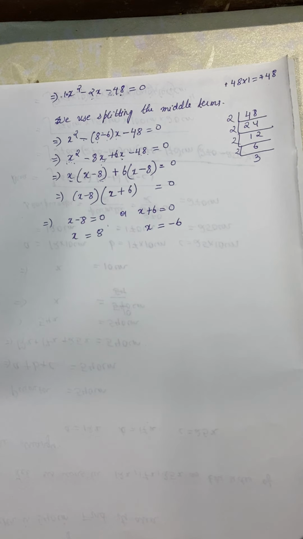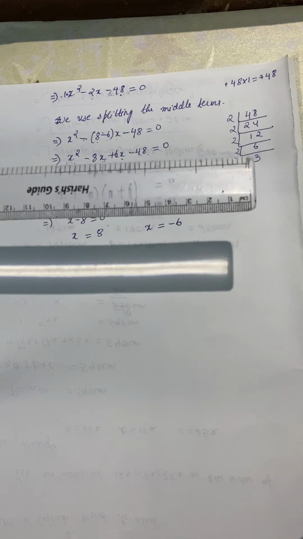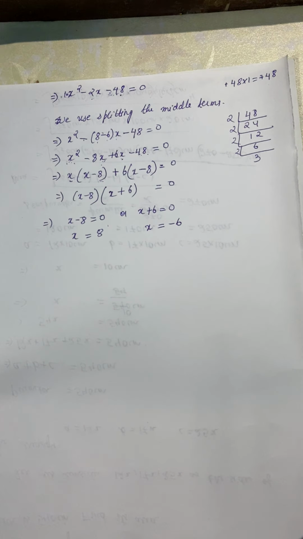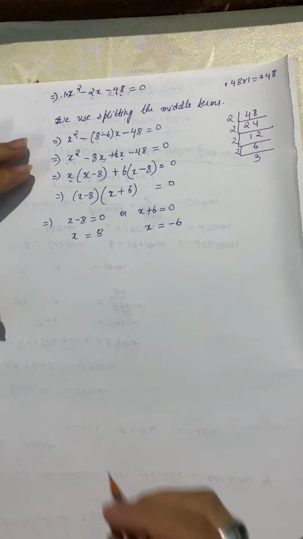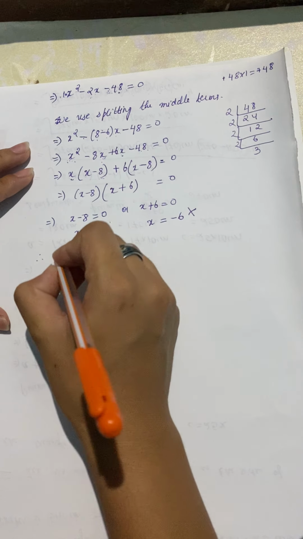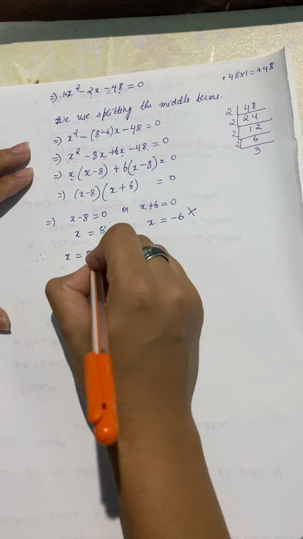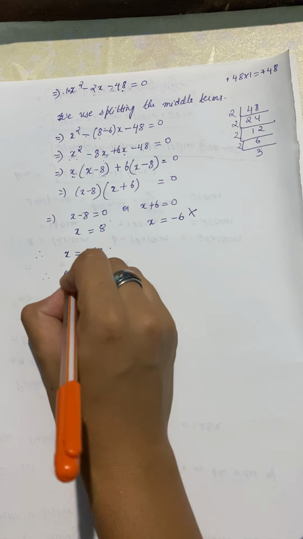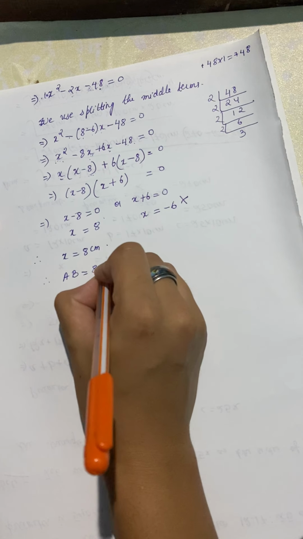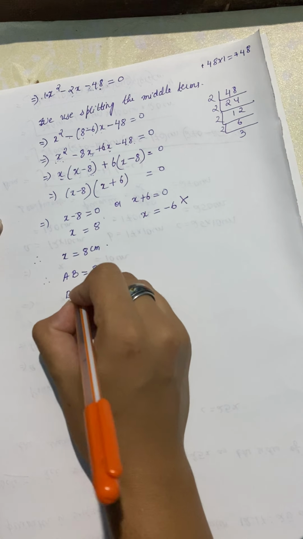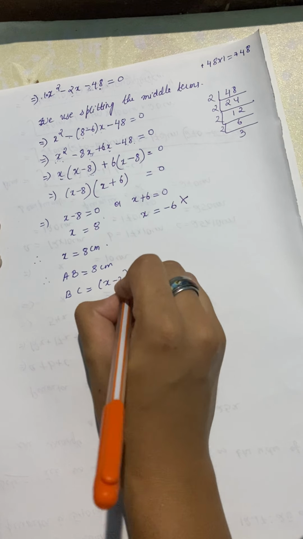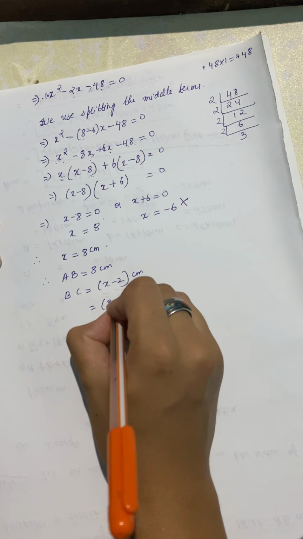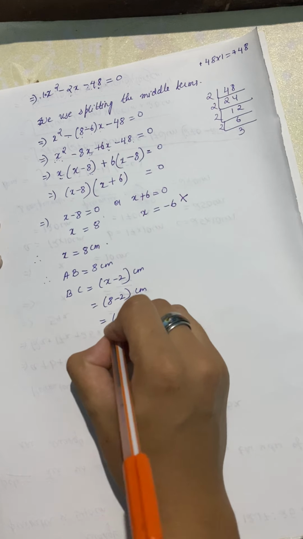Or what is the height of this? Okay, how much? What is the centimeter of this scale? Okay, suppose, does it make sense when I say it is minus 5 centimeter? Does it make sense? No. Since measurement cannot be in negative values, we cannot consider this value. Therefore, x must be equal to 8 centimeter. Clear? Therefore, finally, I can write AB must be equivalent to 8 centimeter, and BC, what is BC? BC differs by 2 centimeter. That means 8 minus 2 centimeter will give me 6 centimeter.